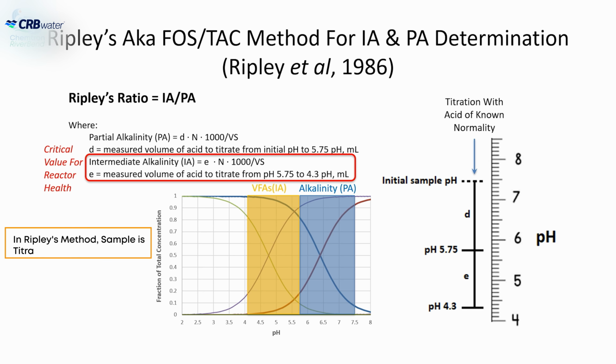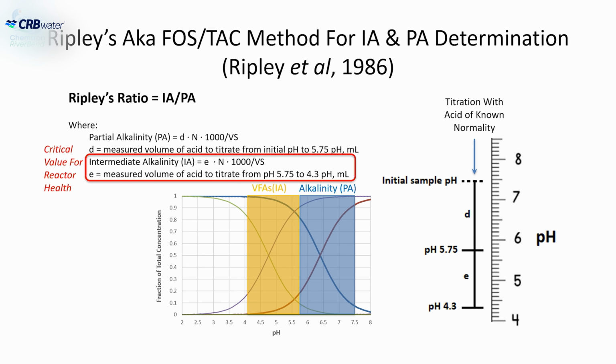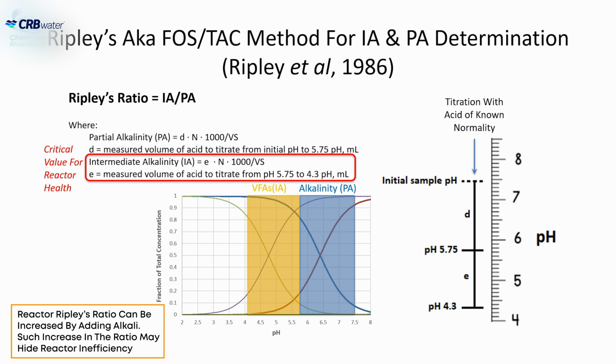The scientists who proposed this ratio observed that a ratio of 0.3 or less represents a well-buffered anaerobic reactor. It is noteworthy that this ratio only provides information about the current buffering capacity of the reactor, and it is possible to artificially increase alkalinity by dosing chemicals to the anaerobic reactor. Such artificial reduction in the ratio may hide the inefficient working of methanogenic consortia.